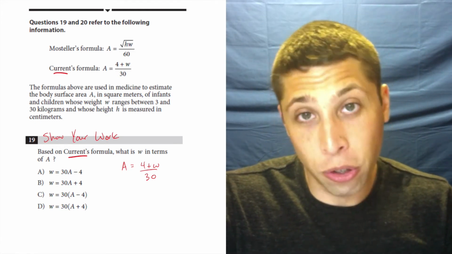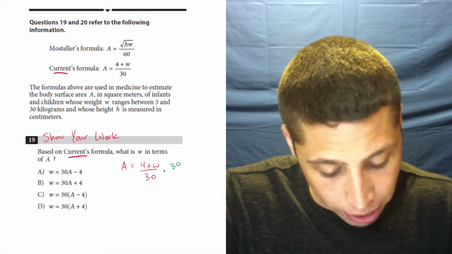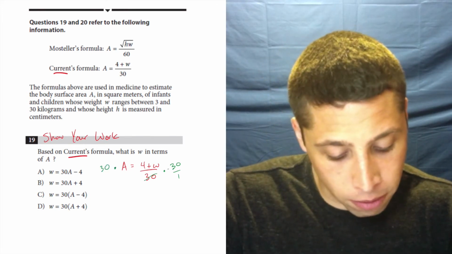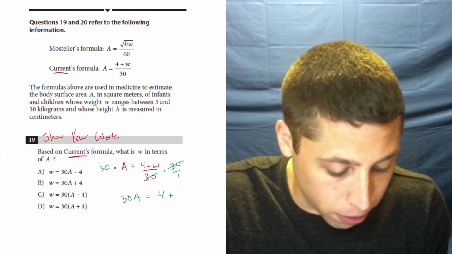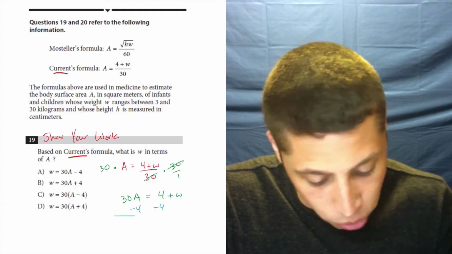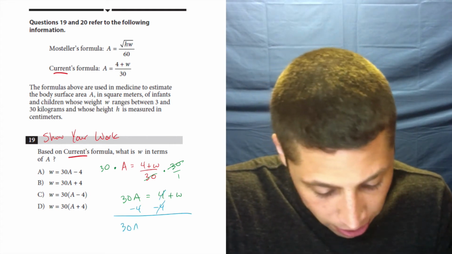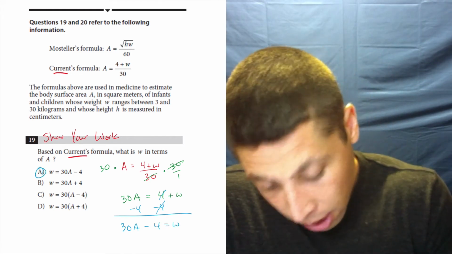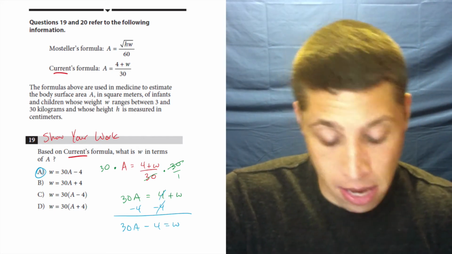So the first thing we should do is get rid of the division that's annoying us with this fraction. If we multiply both sides by 30, we get rid of the division, and now we have 30A is equal to 4 plus W. And then let's just do the last step, which is to subtract the 4 from both sides. That cancels it out and gives us 30A minus 4 is equal to W. Is that an answer? Yes. That's it. That's the whole thing.